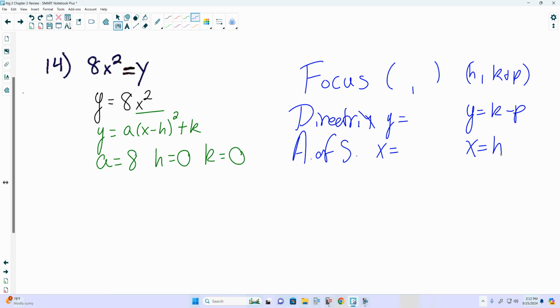Again, I'm just going straight from the back of the review, straight from the general forms. We have h. So the focus is 0 comma whatever k plus p is. Directrix, we still need to find k minus p. Axis of symmetry, x equals 0. The only two spots we're missing are the y value of the directrix and the y value of the focus, sorry, not vertex.